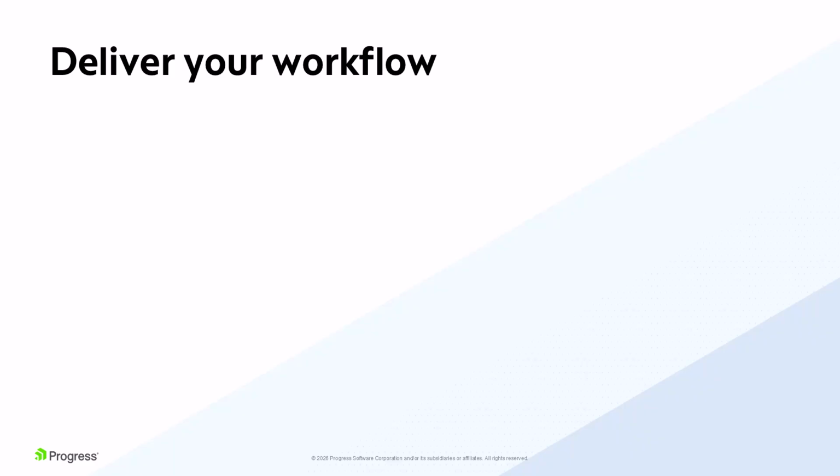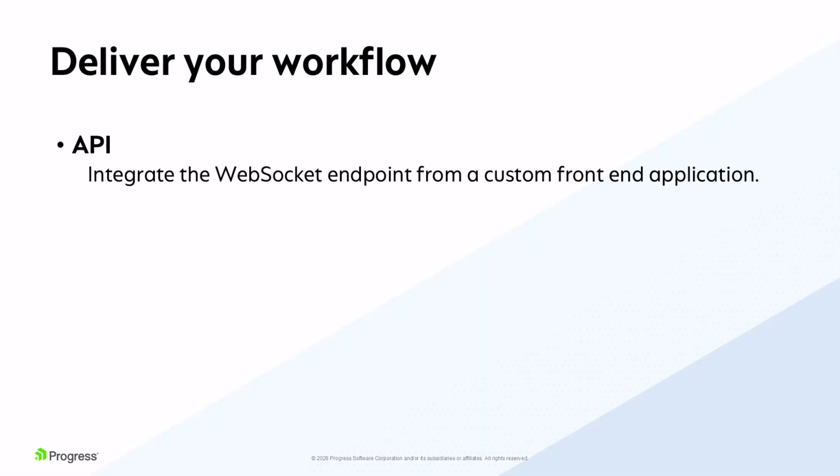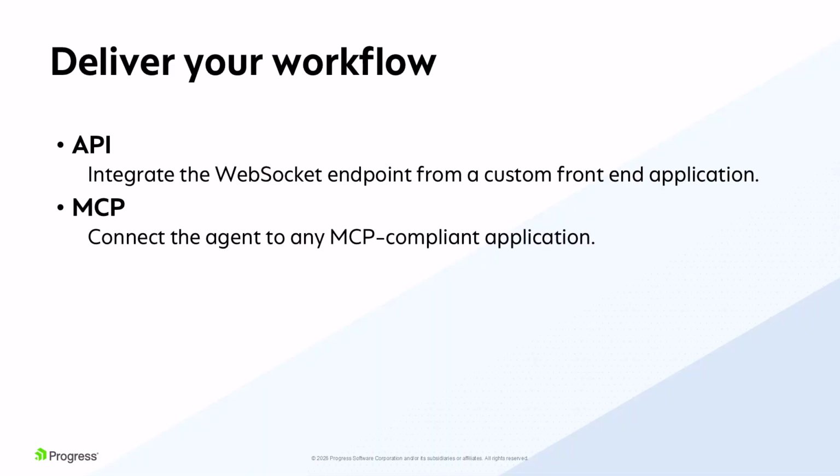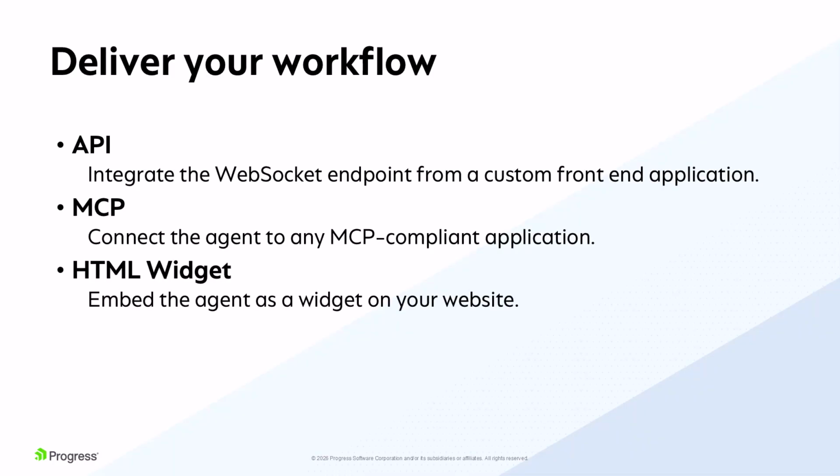Now that our workflow is complete, it is time to deliver it to our users. You can deliver your workflow using several different methods. One option is via the API. You can use this method by integrating the WebSocket endpoint in a custom front-end application. Another option is via an MCP server, which can be done by connecting the agent to any MCP-compliant application. And the final option is to embed the agent as a widget on your website. For our example, we will demonstrate creating a widget for our website. For more information on the API and MCP server options, refer to the Progress Agentic RAG documentation.